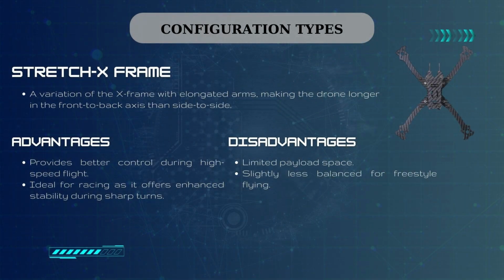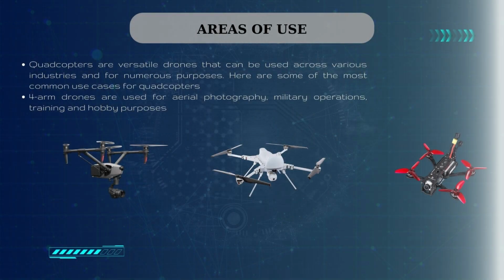The Stretch X design is a version with longer arms towards the front and back than the X-frame. It provides better control at high speeds and is ideal for sharp turns. But it is not good for carrying cargo or free flights.